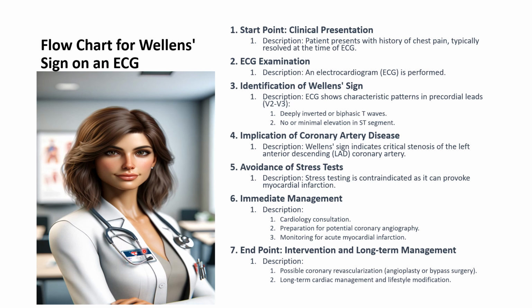Flowchart for Wellens sign on an ECG. Starting point, clinical presentation. Description: the patient presents with a history of chest pain, typically resolved at the time of ECG. Identification of Wellens sign. ECG shows characteristic patterns in precordial leads V2, V3. Deeply inverted or biphasic T waves. No or minimal elevation in ST segment.